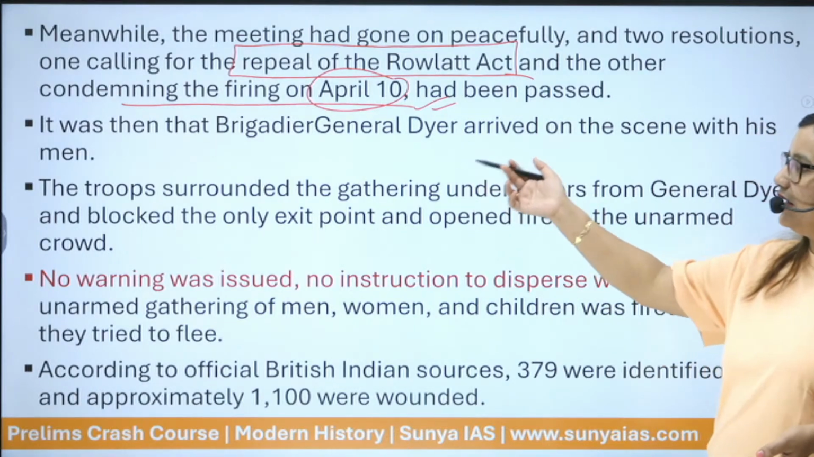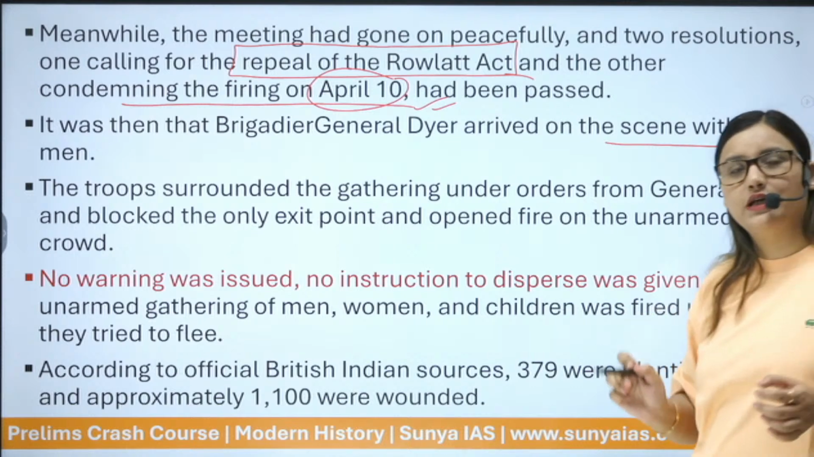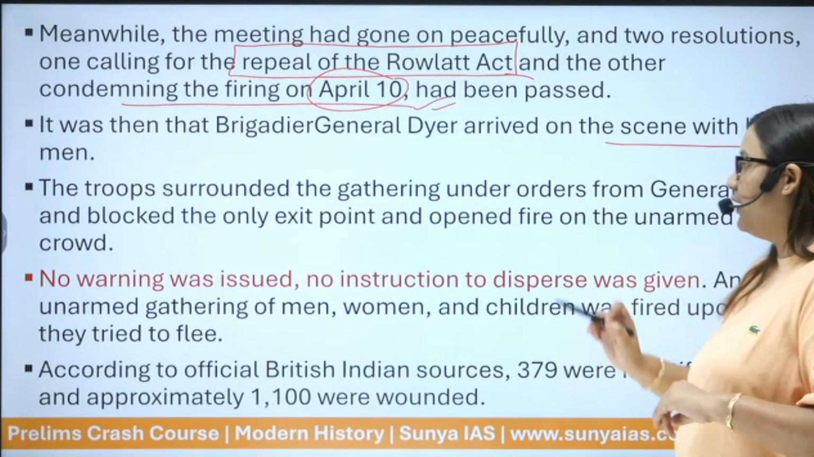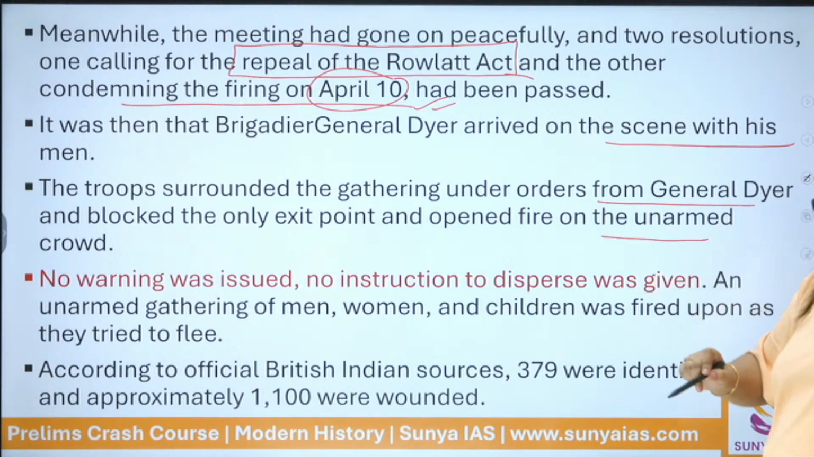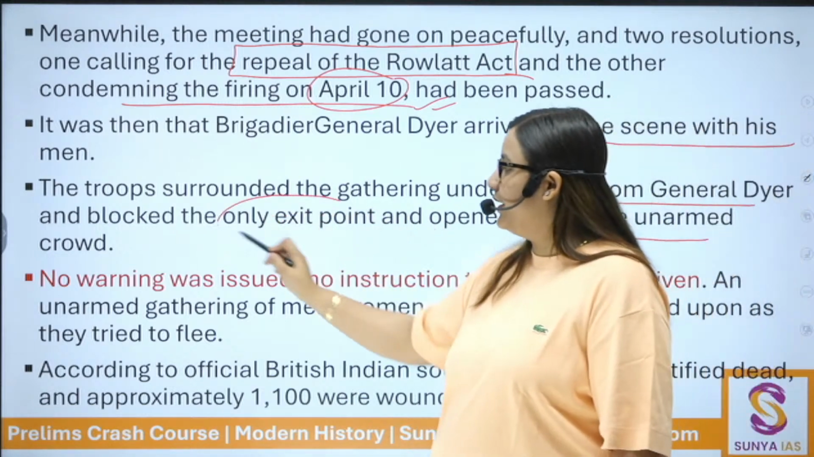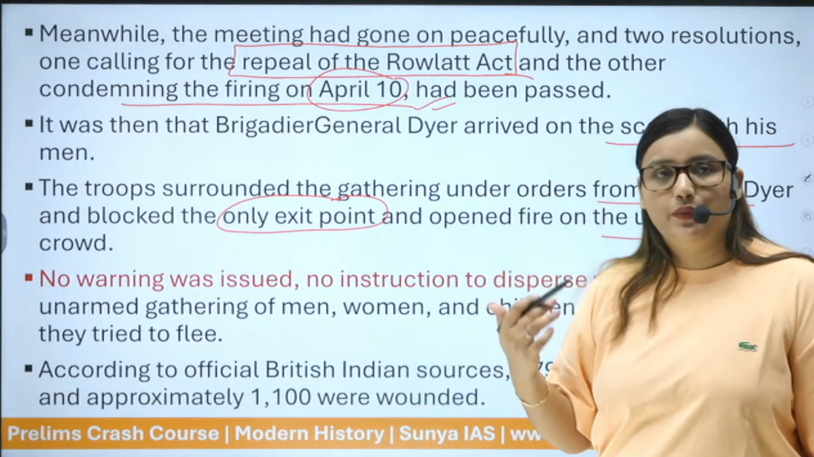It was then that Brigadier General Dyer arrived on the scene with his men. The troops surrounded the gathering and ordered fire on the unarmed crowd. They blocked the only exit point and opened fire on the unarmed crowd. So the only exit point was blocked, and there was no way for these people to be saved.